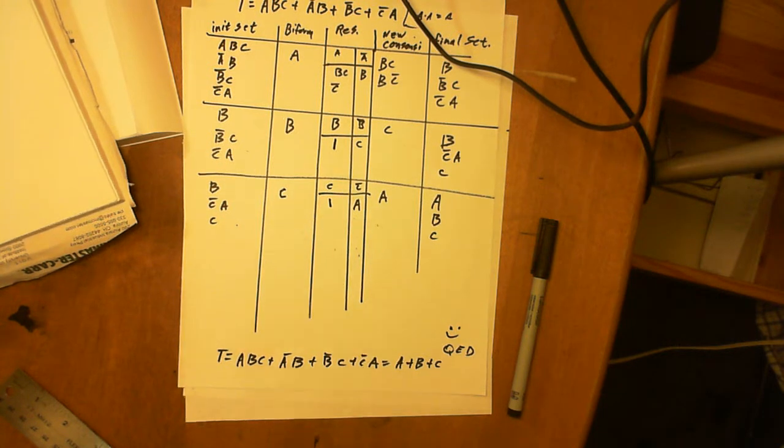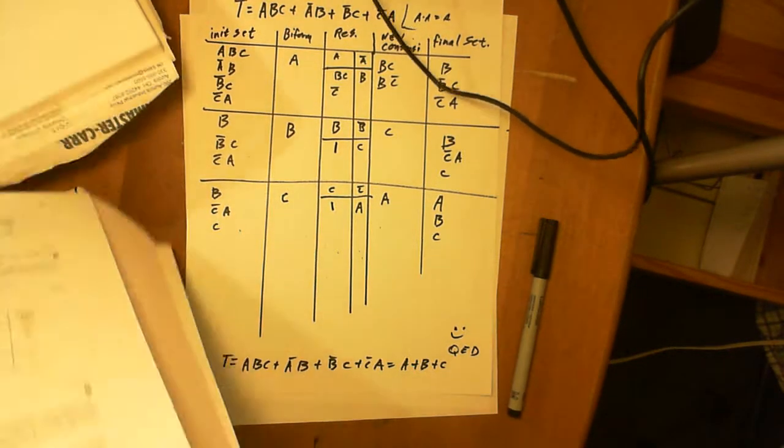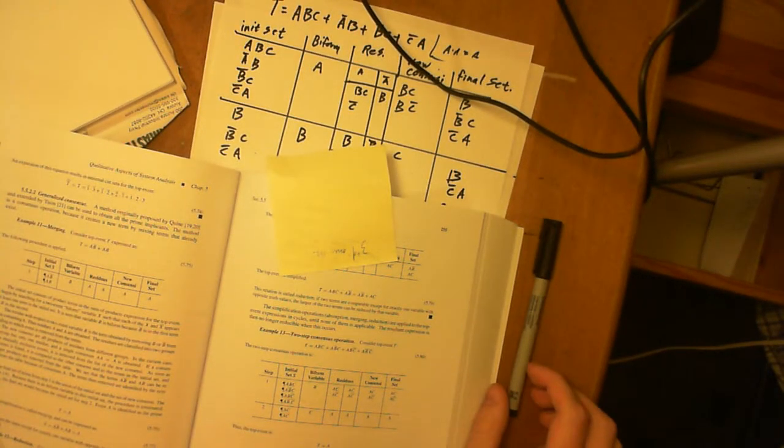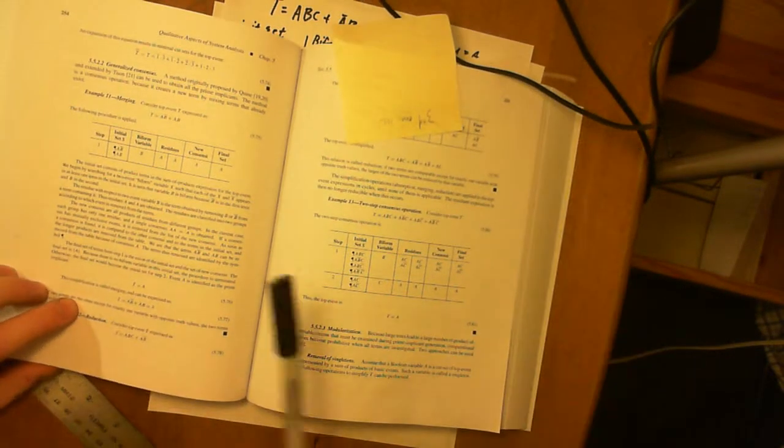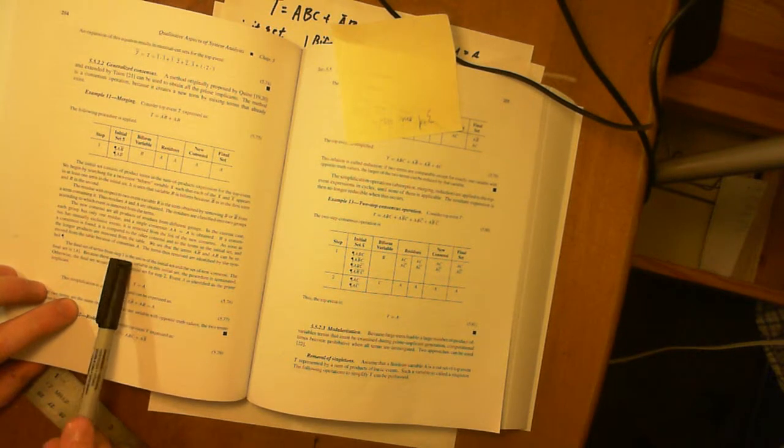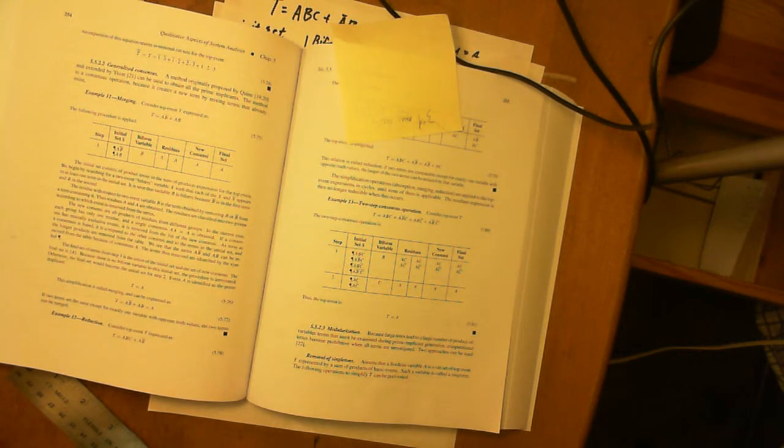I mean, the book itself says quite clearly that the final set of terms from step 1 is the union of the initial set and the set of new consensi. So that's what it says. So that's what I did.